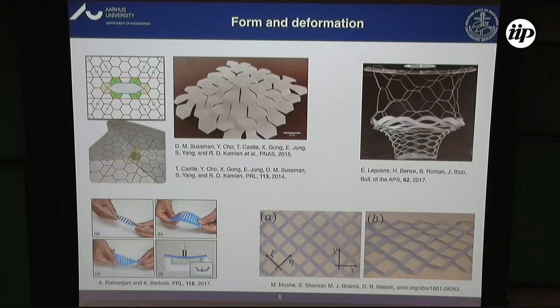So there are other groups interested in this. In the sense of generating shapes, the group of José Bico and Benoit Roman at the ESPCI. And also there has been recently a lot of effort to try to utilize these sheets in order to generate some interesting mechanical properties, as you can see in the work by Katia Bertoldi here, and also from some people in the audience, Michael Moshe, and Shankar is also here. We'll be talking about this tomorrow.